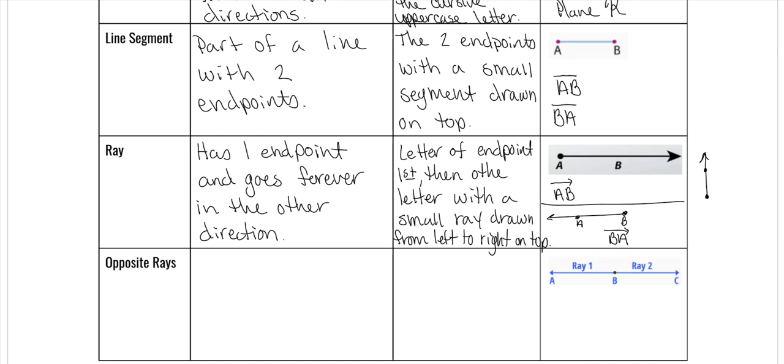So this one that I drew over to the right, let's name it XY. And it would be XY with an arrow going from left to right. So the names very much matter on rays. Make sure that you get those names correctly. Or name them correctly, sorry.